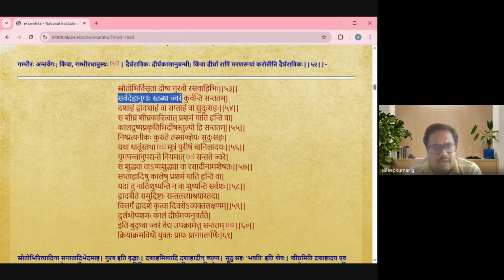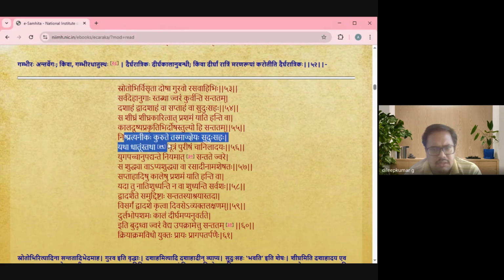So, it is very acute in nature. It will affect all the major organs, systems, etc. Hence it is very difficult to treat. Nishpratyanika kurute tasmatniya sutusaha. Nishpratyanika means as it affects multiple organs, you can't do the treatment. So that is the severity of Santata Jwara.